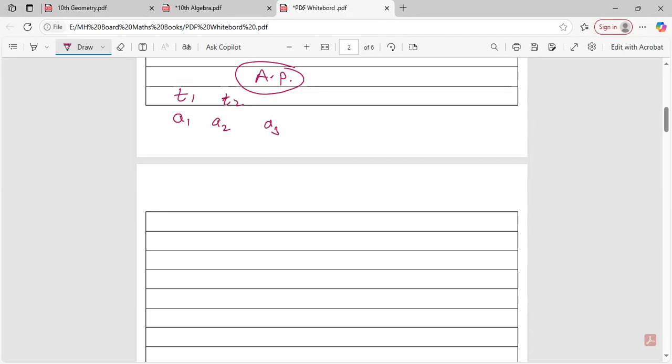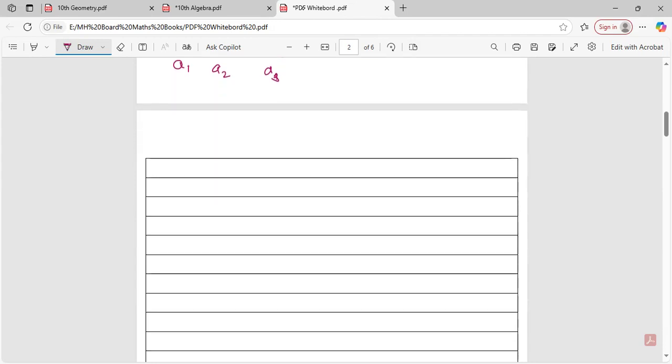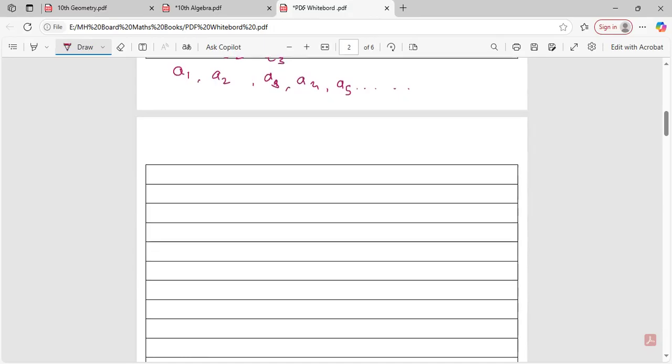Then A3, that was used in NCERT, but here it is used as term 3. Okay, so let's say A1, A2, A3, A4, A5, and so on are terms of an arithmetic progression, where A1 is the first term, A2 is the second term, A3 is the third term, A4 is the fourth term, and A5 is the fifth term.